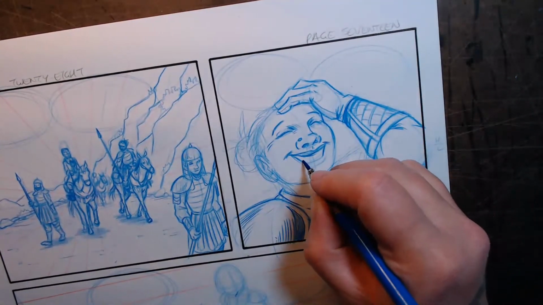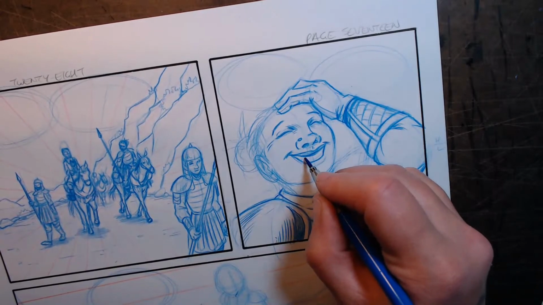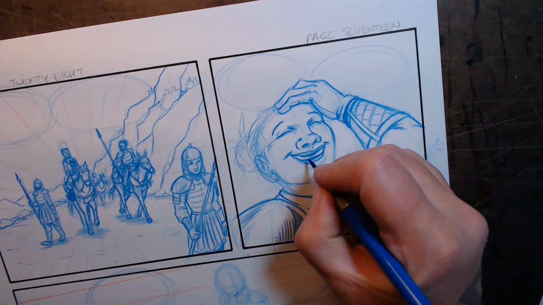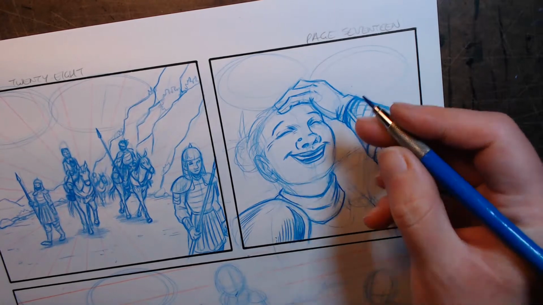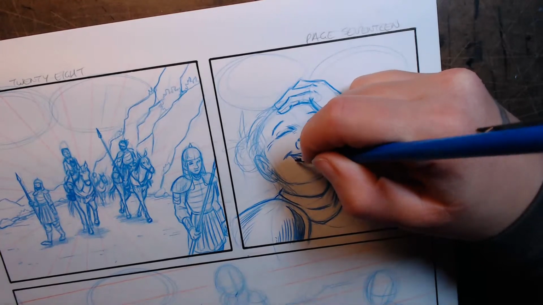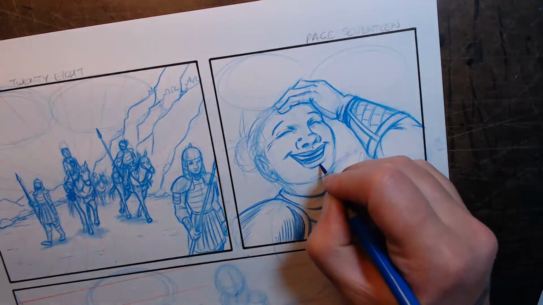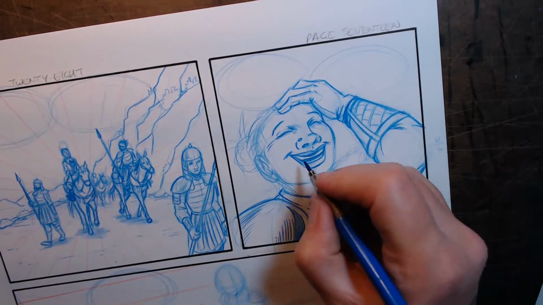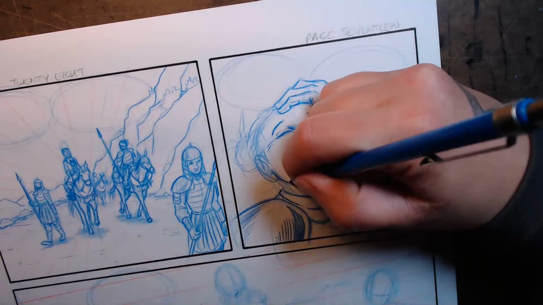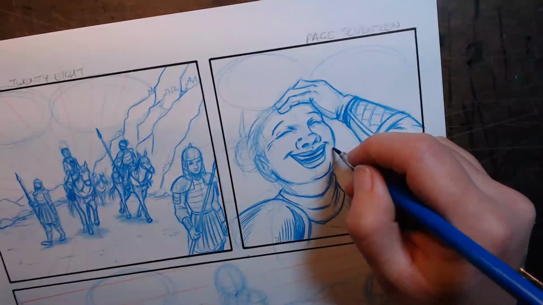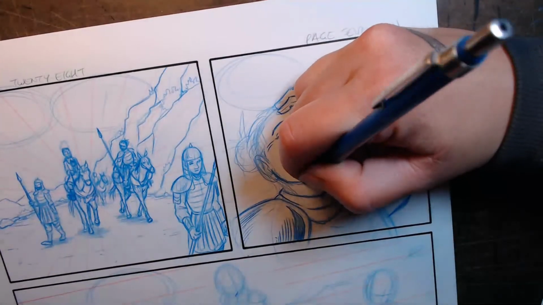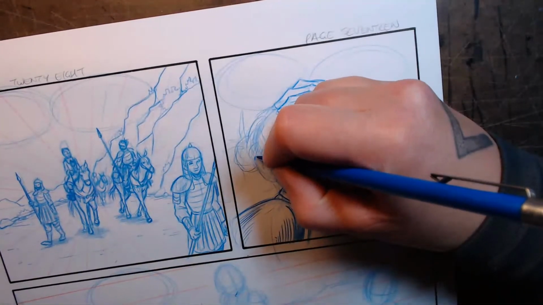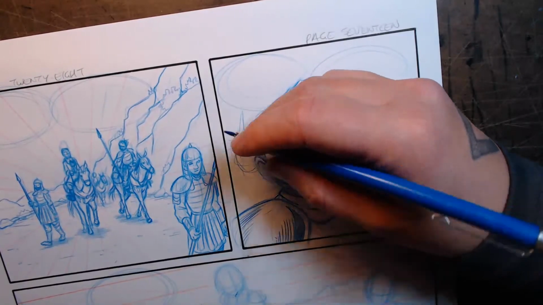Something is hilarious. Captain Lolly finds something hilarious.